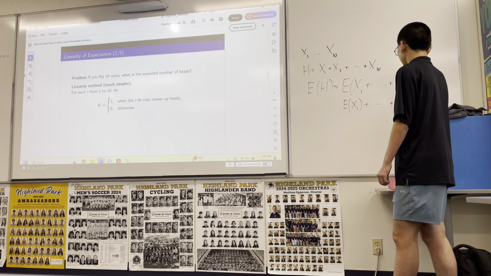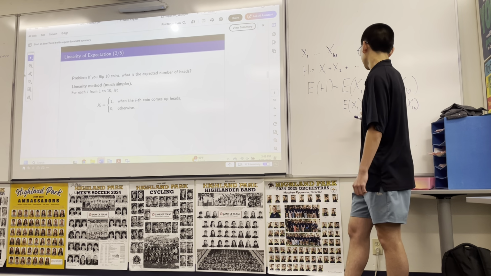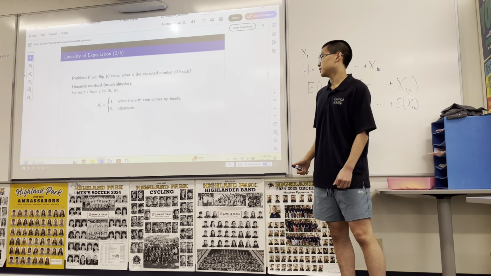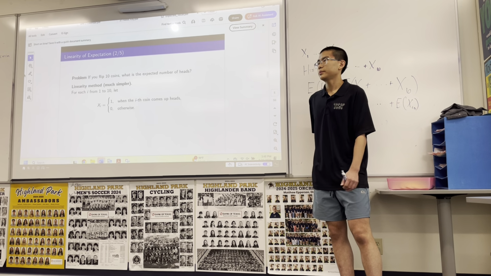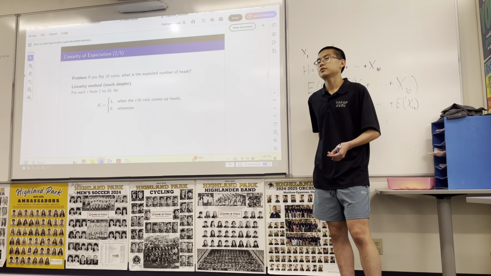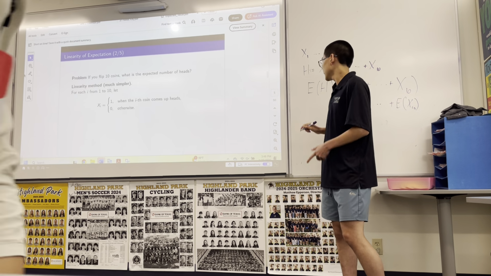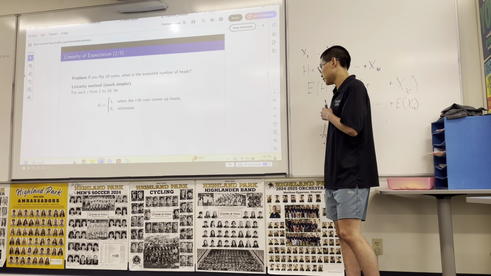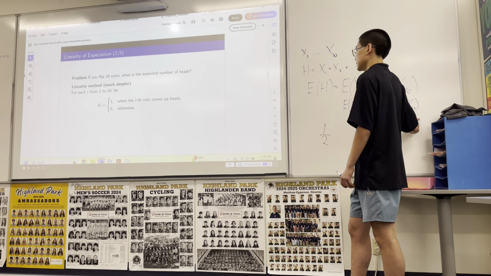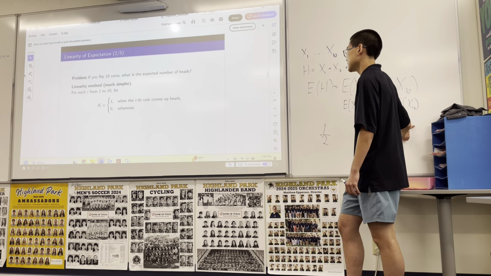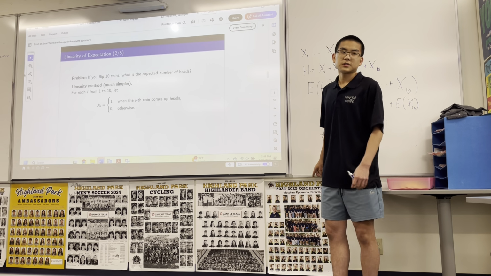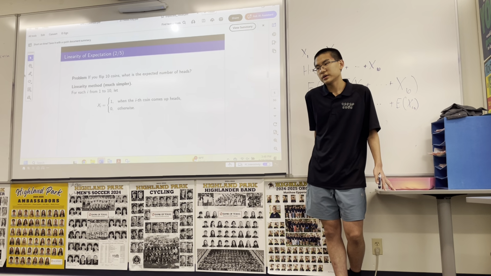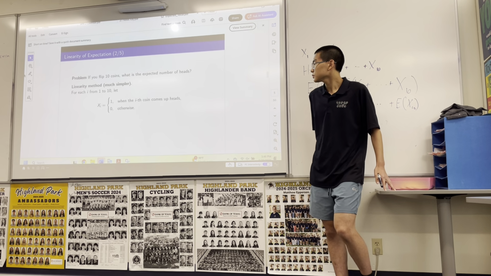So now we just have to find what expected value of x1 is, and the other ones will be the same. But we know that the expected value of x1 is just the expected value of a single coin coming up as heads. And we know that the expected value of one head is 1/2. So you can multiply it by 10 since there's 10 identical random variables, and it equals 5. So that's how you prove that the expected number of coins which come up heads is 5.